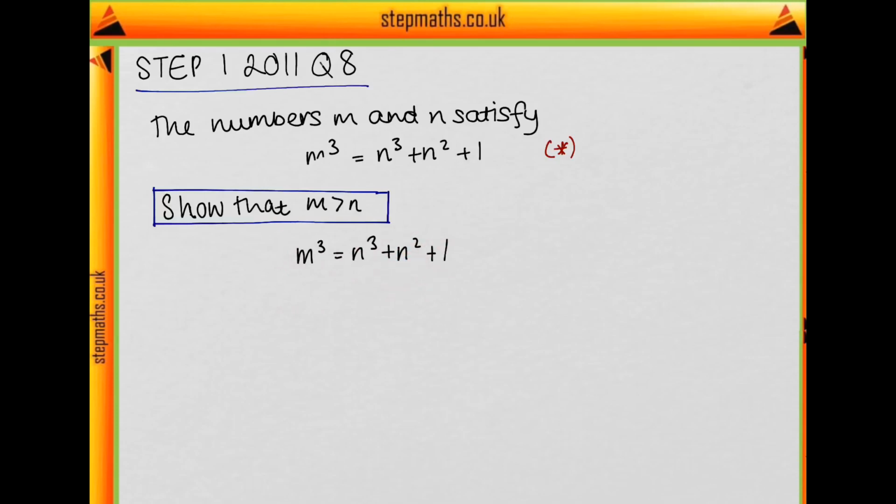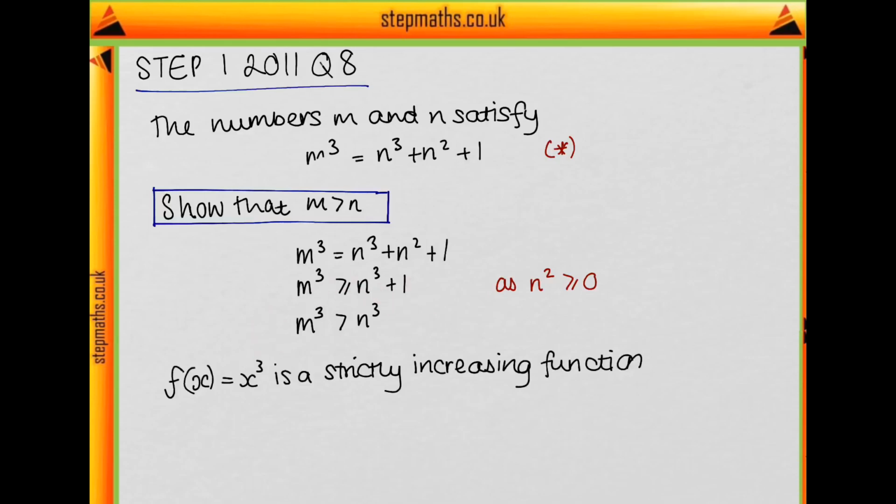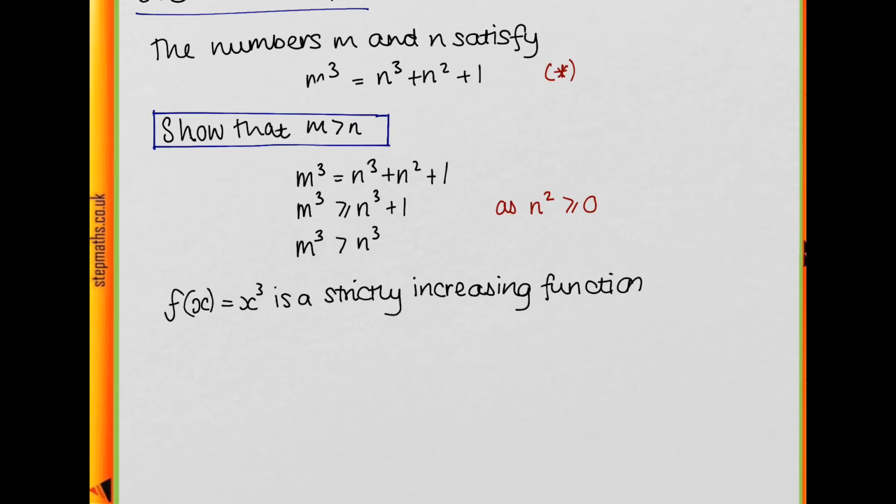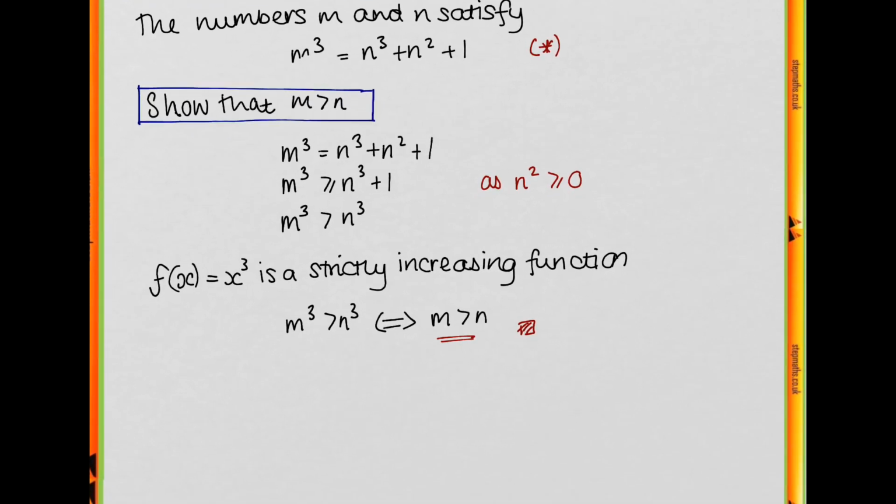So, we can say that the n squared term is always positive. So m cubed is always greater than or equal to n cubed plus 1, as n squared is always greater than or equal to 0. And that means that m cubed is always greater than n cubed. And now note with a cube function that it's a strictly increasing function, i.e. if m is greater than n, m cubed is greater than n cubed, and the equivalent relation holds. And so we can say that this implies that m is greater than n. And that's the argument done.